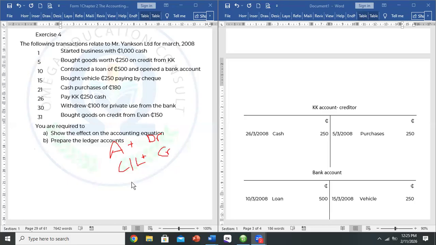Okay, so let's go to 26. I think 30th. 30th was to be done by the person who has done me juju. I don't remember the person. Was it Ewenam or Michael? Okay, Michael, please do that for us. That transaction is withdraw 100 cedis for private use from the bank. Sir, please, it will be asset, a decrease in assets.